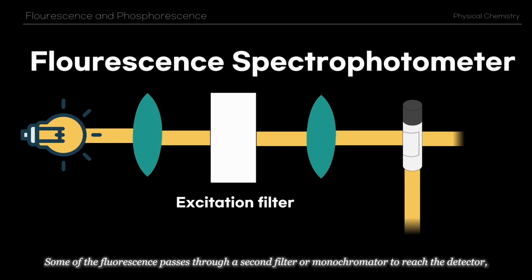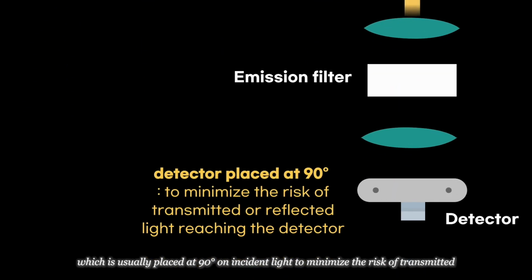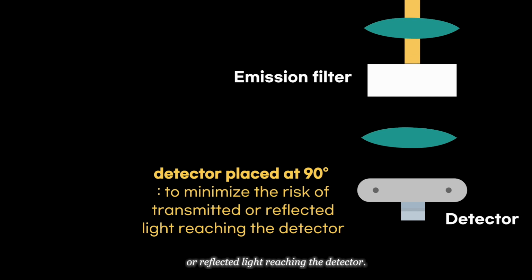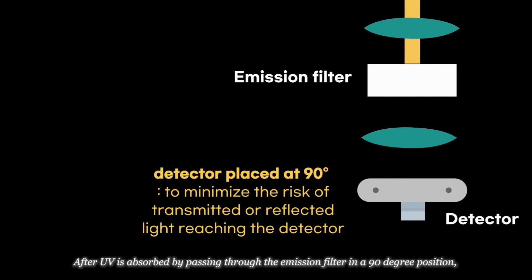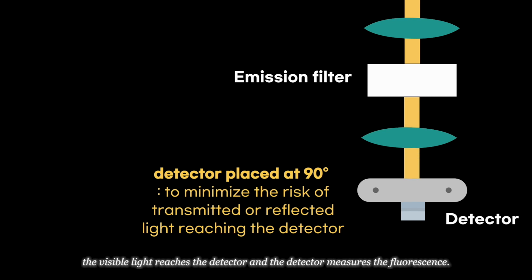Some of the fluorescence passes through a second filter or monochromator to reach the detector, which is usually placed at 90 degrees to the incident light to minimize the risk of transmitted or reflected light reaching the detector. After UV is absorbed by passing through the emission filter in a 90-degree position, the visible light reaches the detector and the detector measures the fluorescence.